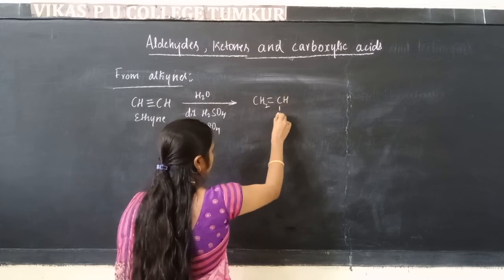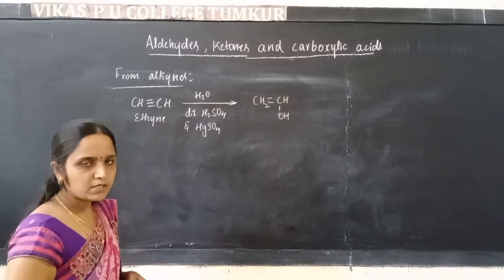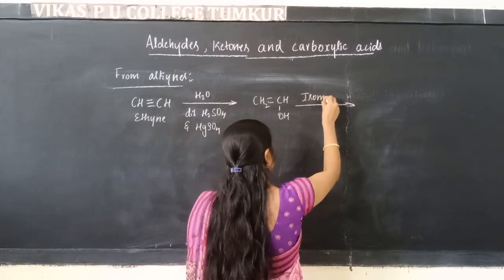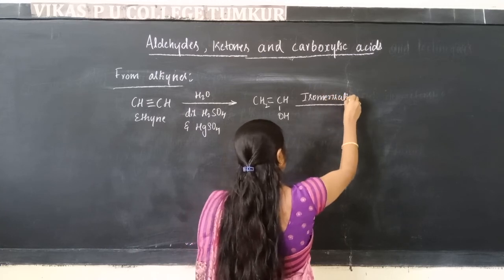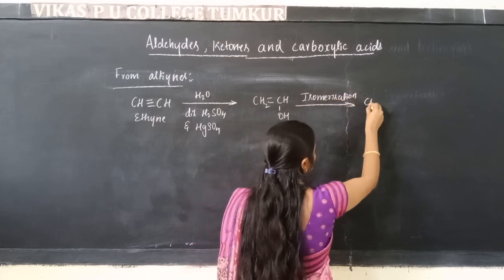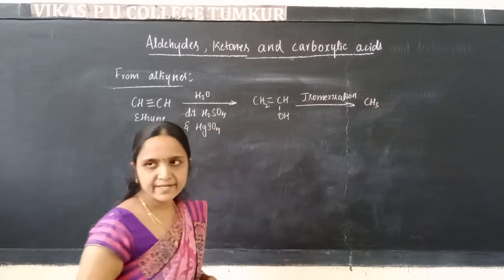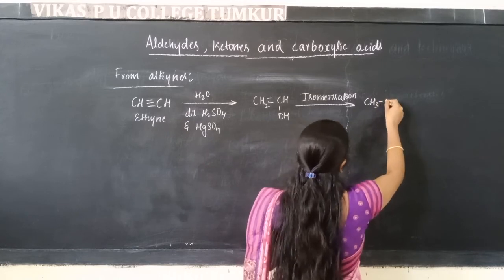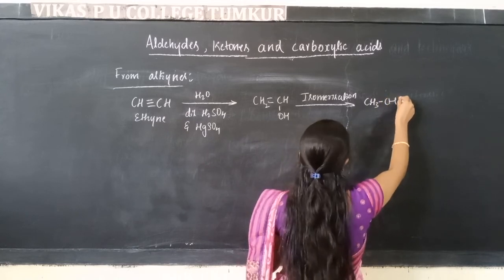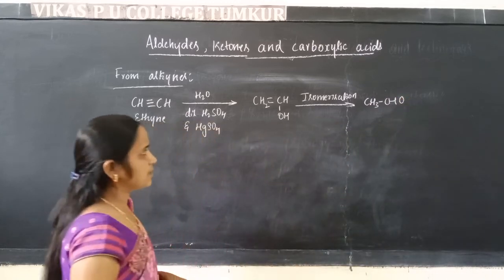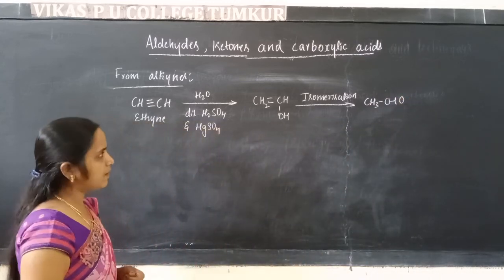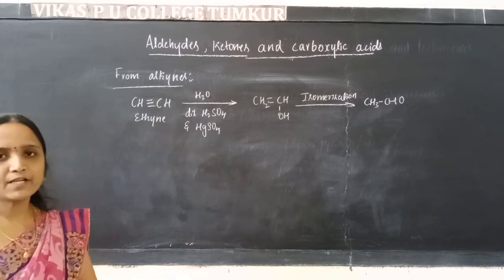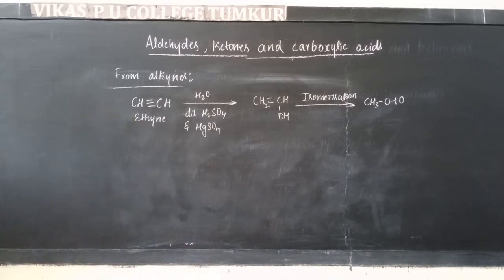This intermediate undergoes isomerization. It is formed as the aldehyde CH3CHO. This aldehyde is formed. That is the preparation of carbonyl compounds.